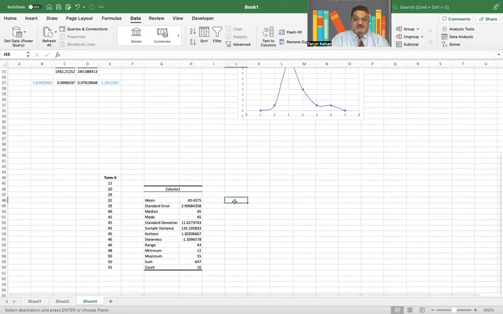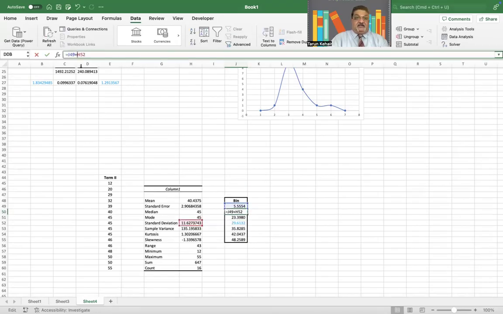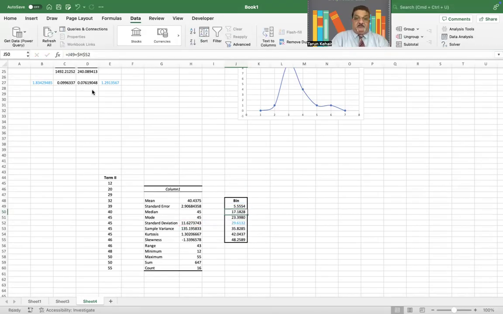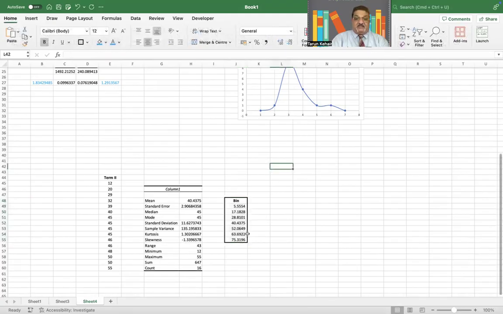So I'm just going to do it here, and I have to be careful that I do the referencing properly. So this is mean minus 3 standard deviations. Here I'll have to make the adjustment. So this plus 1 standard deviation, and then freeze it and drag it down, right? So this will be your bin values, and you can check this, and this value is the same way I told you last time.